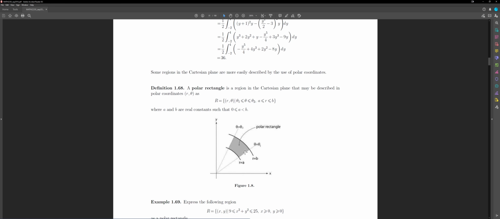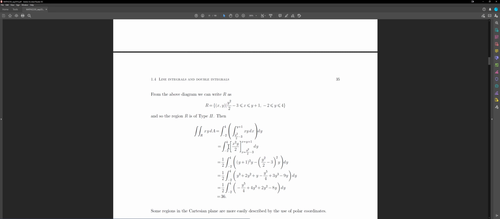The last region that we will look at would be something from polar coordinates. That's called a polar rectangle. So in this class, for your double integrals, we're going to be integrating over 4 types of regions in the xy plane.